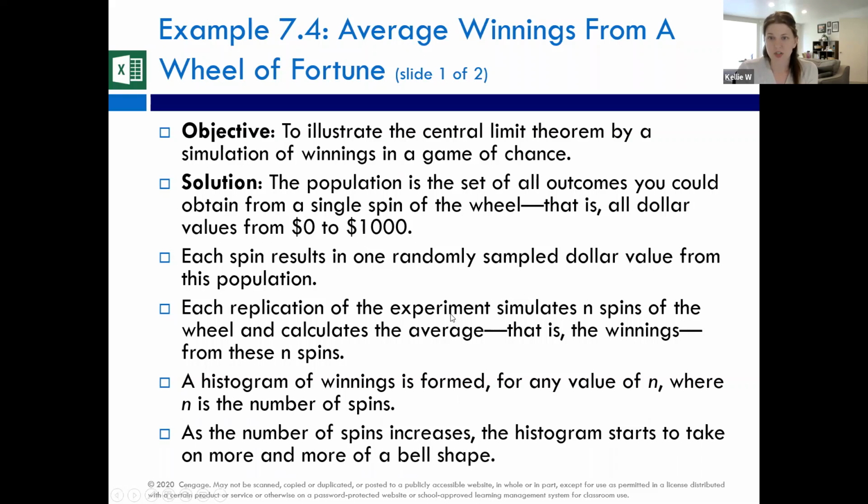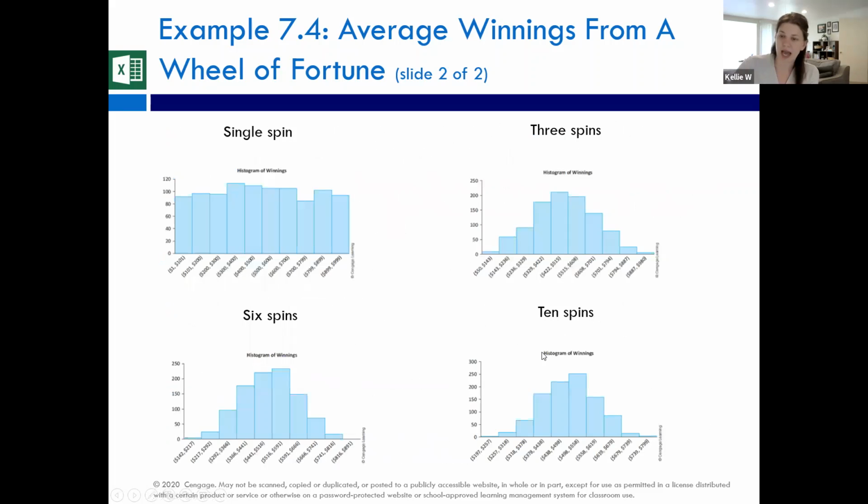So our population is the set of all outcomes you could obtain from one spin of the wheel. So 0 to 1,000. And each spin gives you a randomly sampled dollar value. And then we're going to replicate that with n spins and calculate the average winnings from n spins, and then plot them on a histogram.